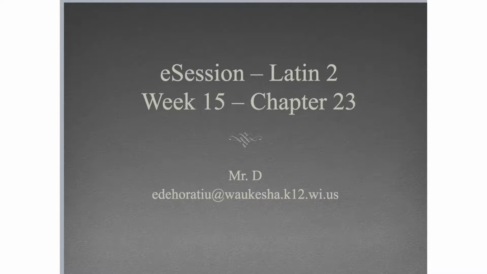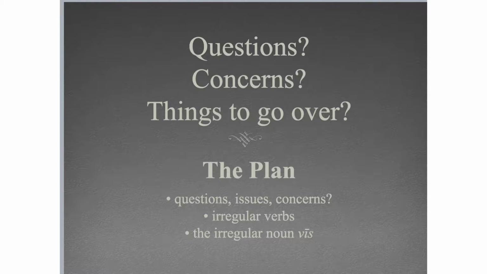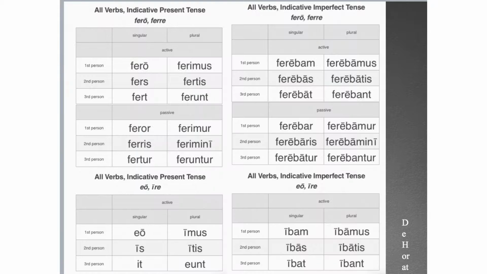This will be a relatively short one. This is the whole chapter, chapter 23, instead of splitting it into two, because basically we just have some forms to learn, all right? Nothing new, conceptual to learn, just some irregulars, some irregular verbs and an irregular noun.